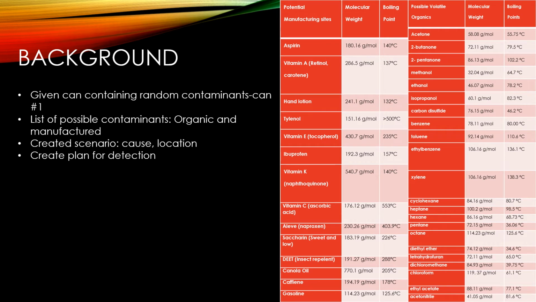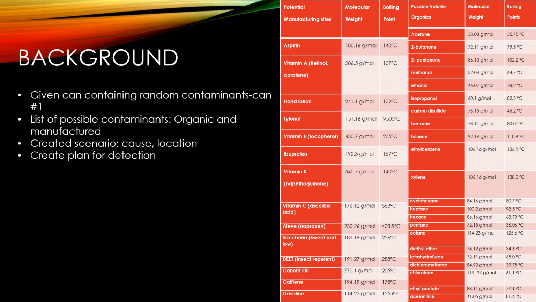So a little background about this experiment. Every person in the class was given a can containing random contaminants. I was given CAN 1, and we were also given a list of possible contaminants, organic and manufactured ones. The list of the possible contaminants is on the right there. You can see the potential manufactured ones going down. Then you have the possible volatile organics.